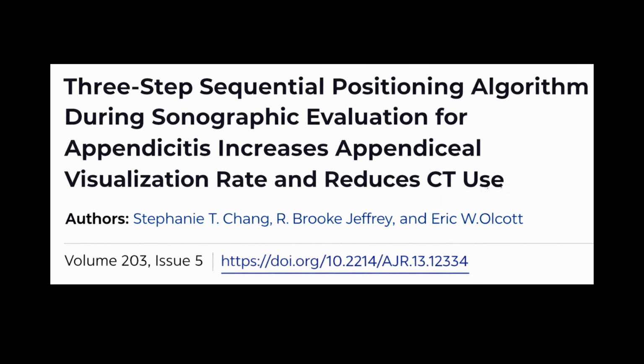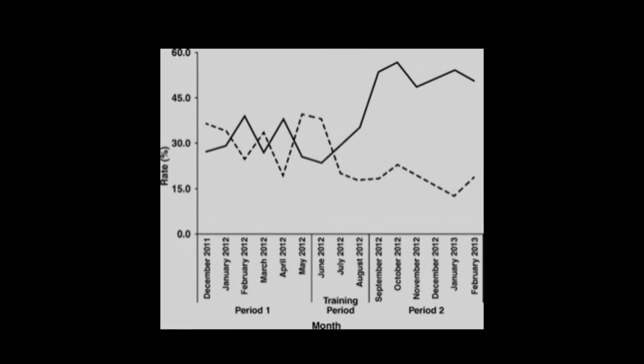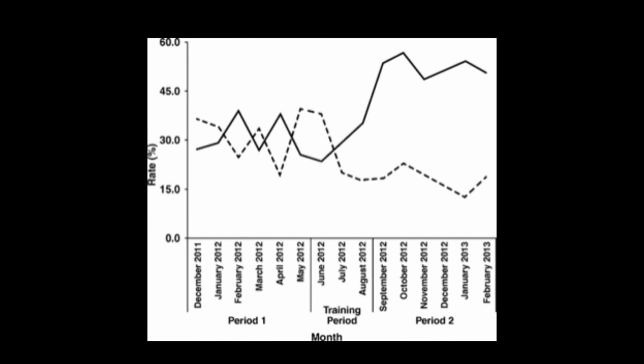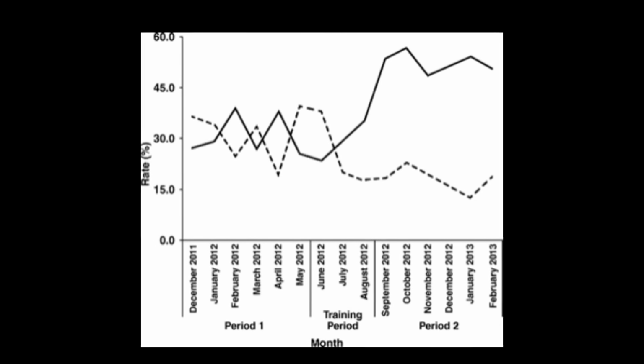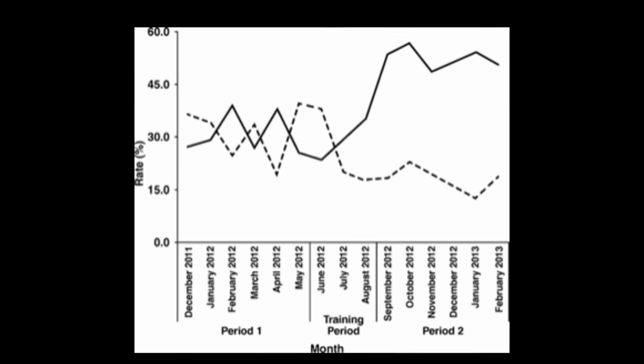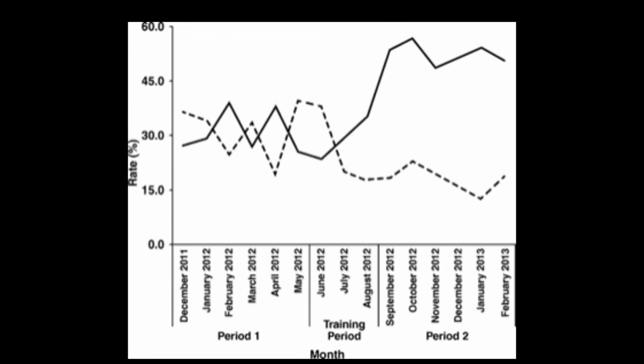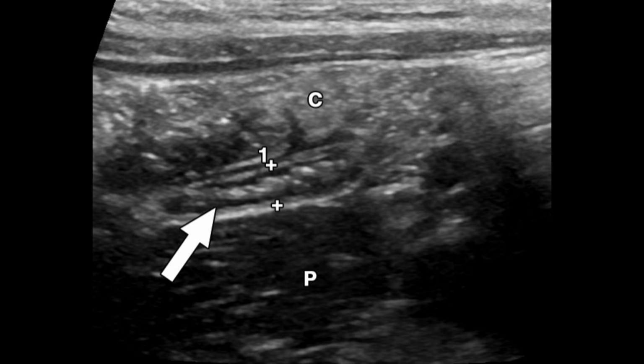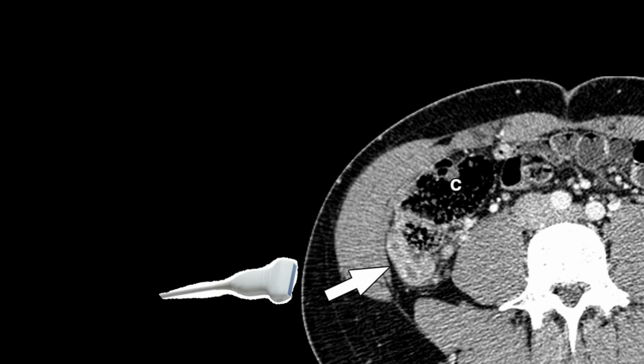And there was this nice paper by Chang et al. That was a mixed adults and pediatric study where they scanned initially with patients supine and then rolled them onto the left posterior oblique position and then scanned again. And this demonstrated, as you can see from the graph, that their visualization rates improved massively and CT rates went down. And their theory was that a lot of the appendixes in their study were in fact retrocecal, as shown in this image. Here's a CT showing an appendicular abscess in the retrocecal position.